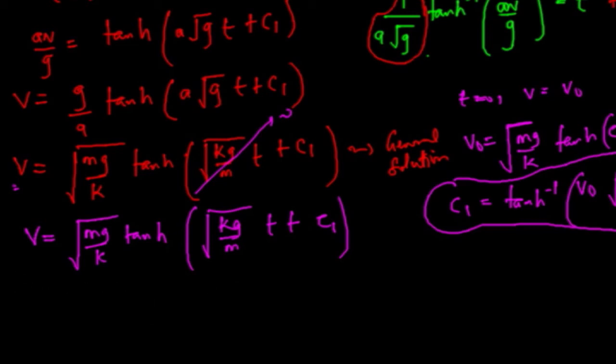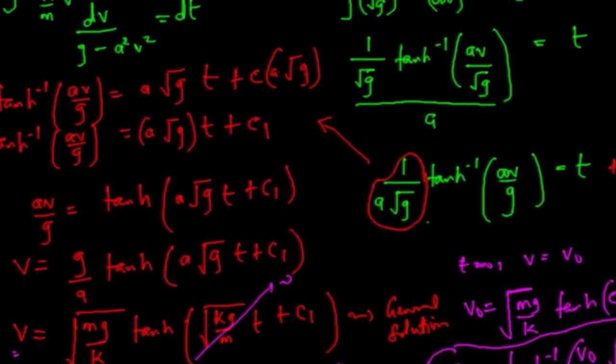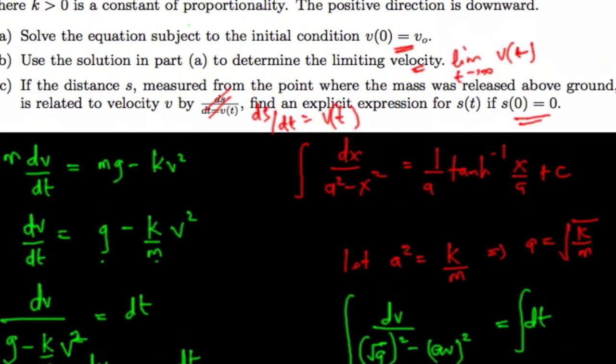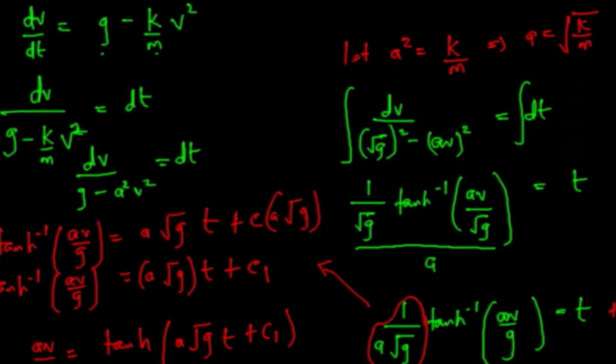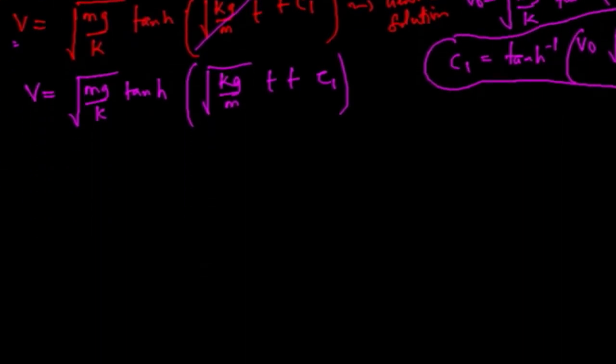Now for part B, it says use the solution you obtained to determine the limiting velocity. So what we're told to find is the limit as t tends to infinity of v of t. We want to find this. Now to be able to find this, there is something you need to know.